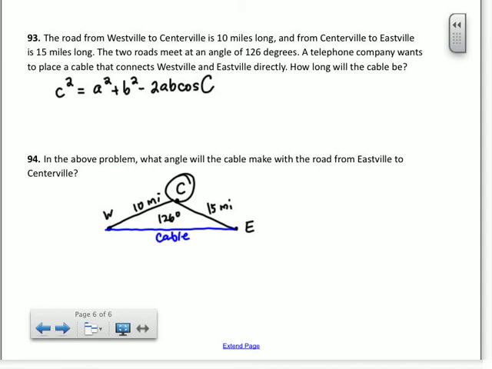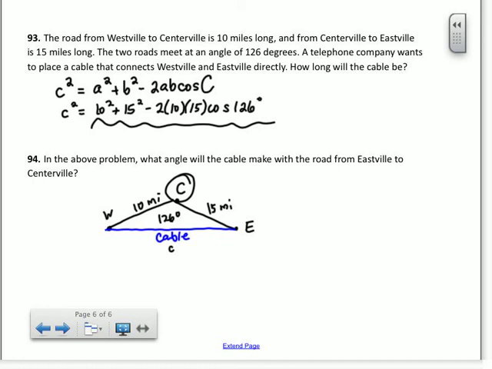All right, so C is my cable, so c squared equals, in this case I don't have A and B, I have like W and E. This is going to be my side C, so my other two sides. So just do 10 squared plus 15 squared minus 2 times 10 times 15. And then cosine of the angle is 126. So cosine of 126. Your calculator can handle all of that put in all at once.